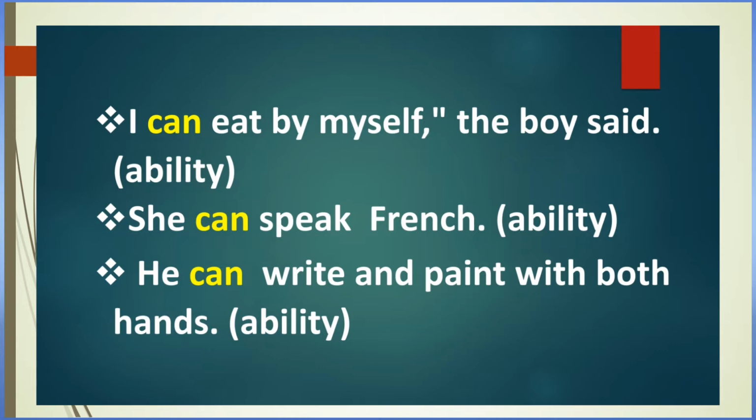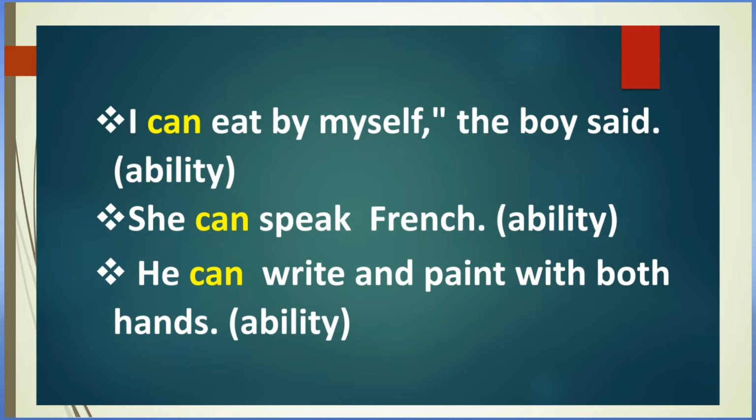Look at the first example sentence. "I can eat by myself," the boy said. Look at the modal. The modal can here is used for the function of telling about the ability of the boy. So what is the purpose of the can here? The ability of the boy.